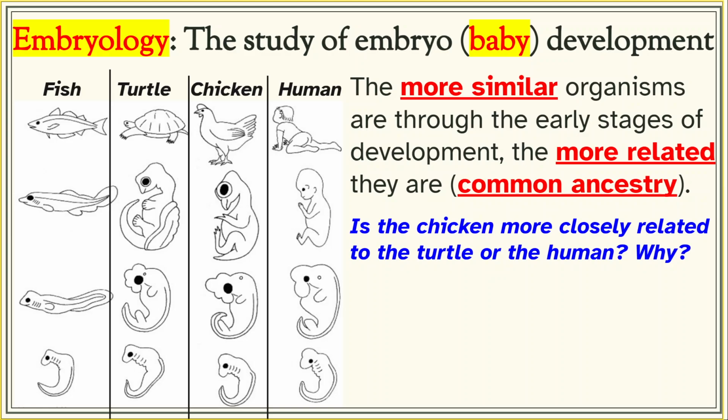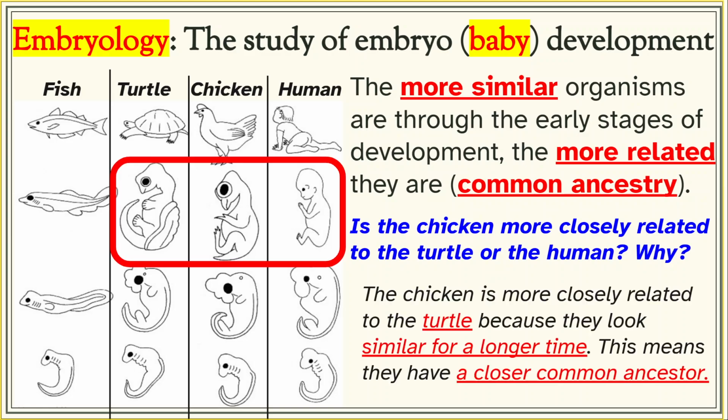That shows me that the chicken is closer related to the turtle. It has that weird big eye like the turtle. It has the same back shape like the turtle. It's got the tail like the turtle, maybe a little bit shorter, but it's still there. On the other hand, the human has a different head shape, doesn't have the tail anymore. Its back isn't as curved. So this shows us that the chicken is closer related to the turtle than to the human. That's how you would do an embryology question.